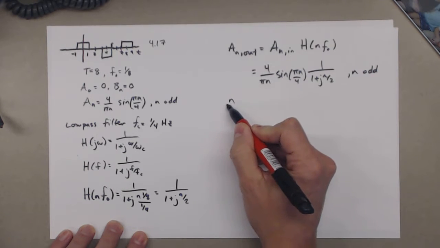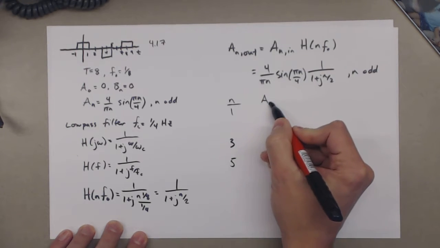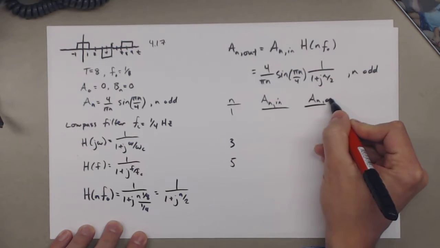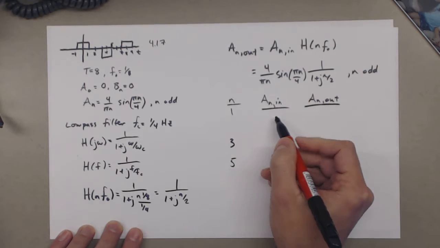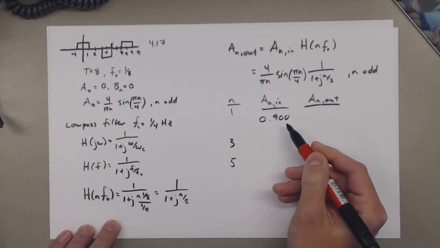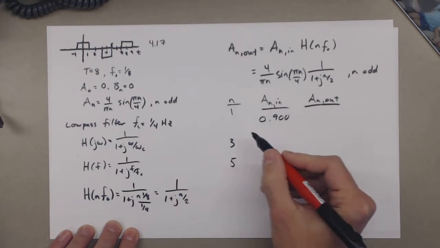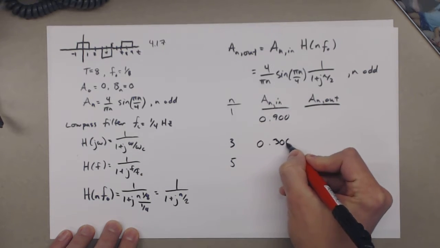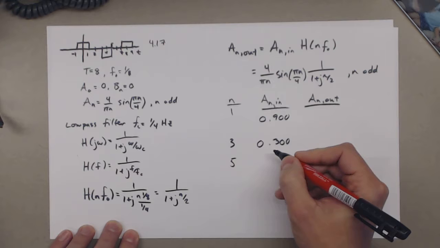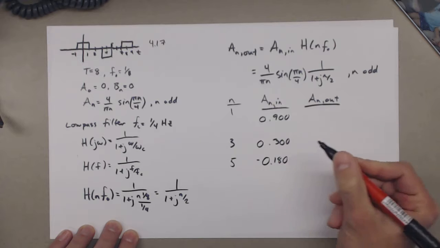That's what I did. I just looked at the fundamental and then two harmonics, and then I looked at the input and the output terms. So for the input, putting in n equals 1, you get an amplitude of 0.9 for that cosine. For 3 times f naught, or 3/8 of a hertz, you get 0.3 as an amplitude. And for n equals 5, which would be 5/8 of a hertz, you get minus 0.180.